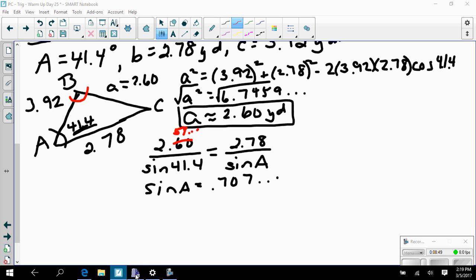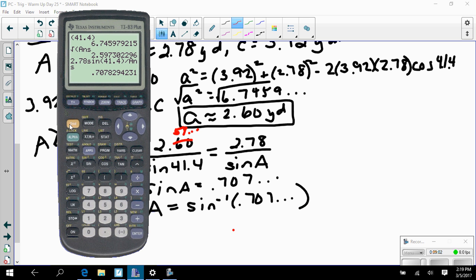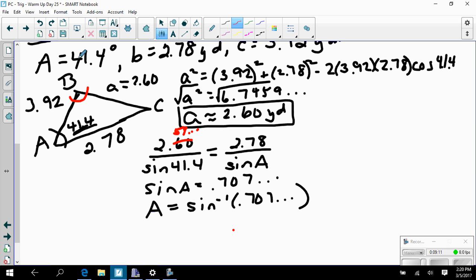And if I want to get A, I've got to do the inverse. So A equals sine inverse of 0.707. And when I do that, so second sine of that answer gives me 45.05. And again, we'll just say consistent. This was to the nearest tenth. So 45.05 would be about 45.1 degrees.